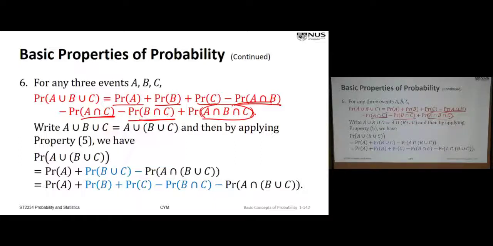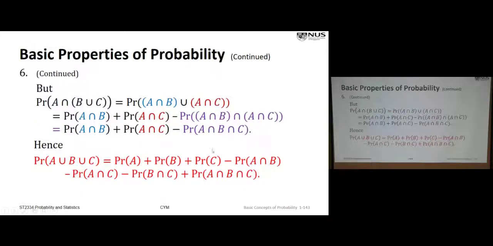All right. The proof is not too difficult. You just write it as union of 2 events. So after you get this one, you further decompose this into what you need. So finally, you get the answer.